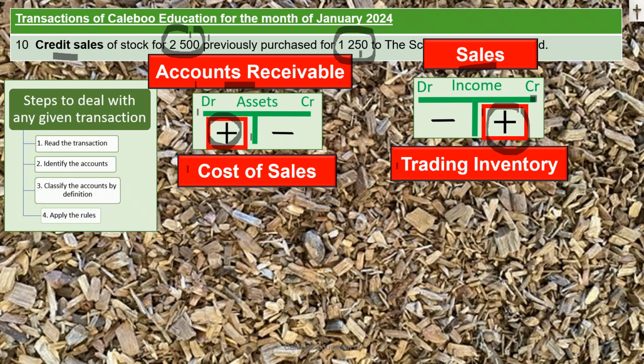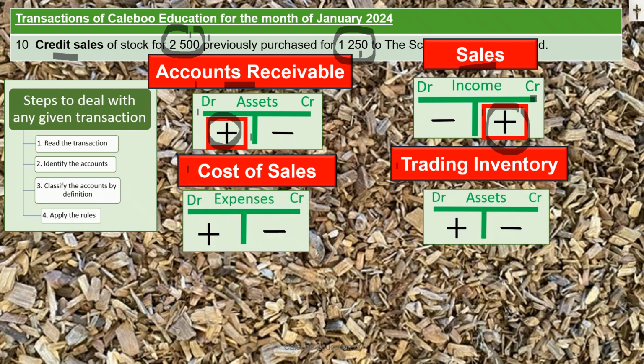And what did we sell it for? 2,500. The selling part was the 2,500. The cost of the sale was 1,250. Now, cost of sales is an expense. Trading inventory that we own has decreased because we are selling it. It has left the building. So there are quite a few accounts involved in a sale. Increase in expense, debit; decrease in the value of our stock, credit.